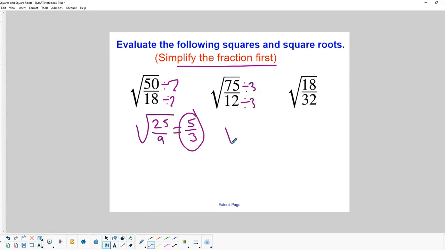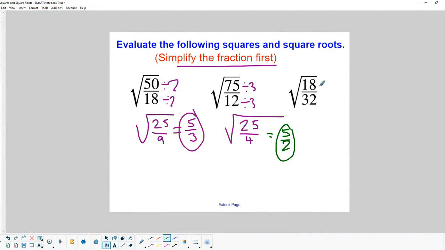On this next one, we are going to divide the top and the bottom by 3. I'm kind of being selective about what I divide it by because I know that 75 divided by 3 is 25, which I already know is a perfect square. And then 12 divided by 3 is 4. It also is a perfect square. So when I do the square root of 25, I get 5. And the square root of 4, I get 2. So my final answer on this one is just 5/2.